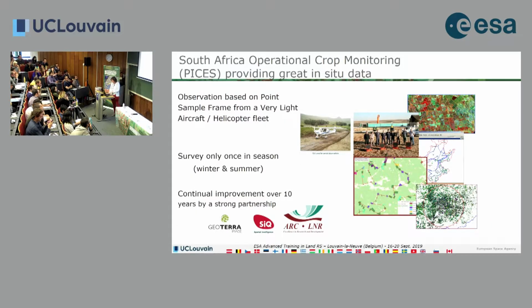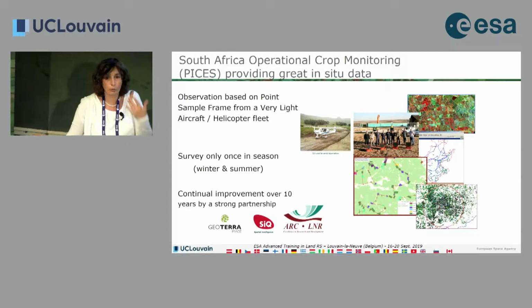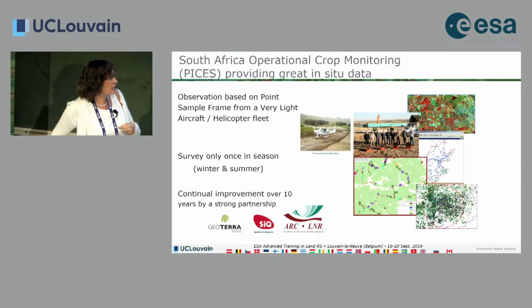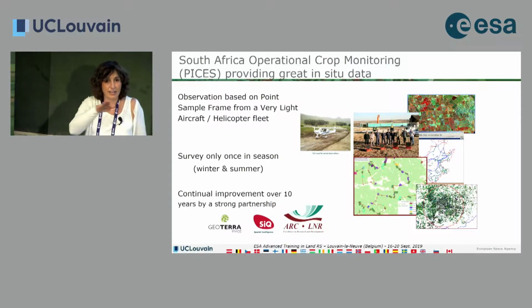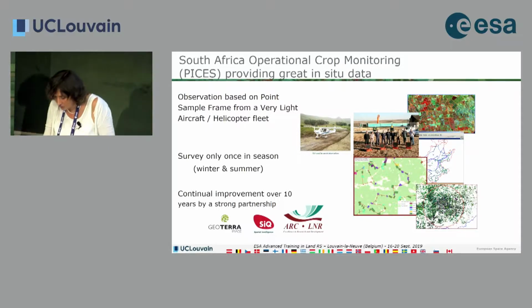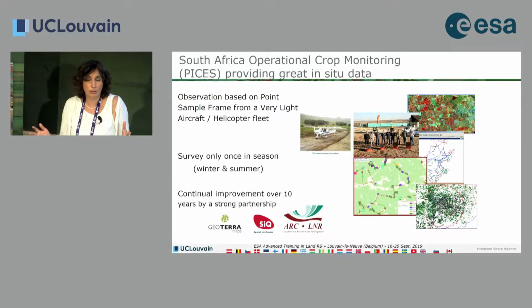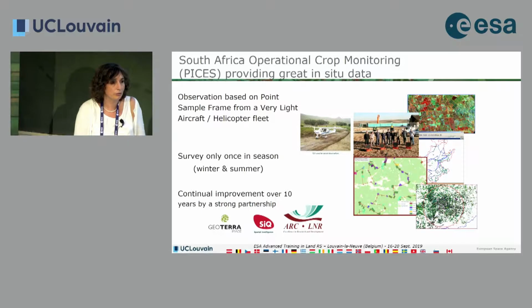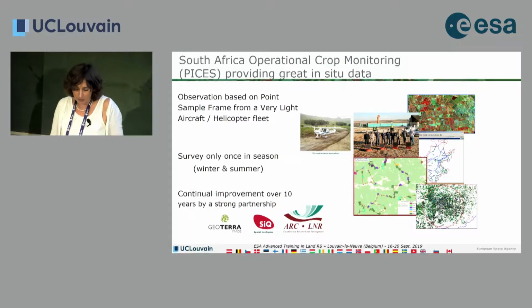In South Africa, I just wanted to show this example, not for the product, but to show another way to collect the in-situ data. So here they collect in-situ data. They're very well organized. Each year, there is a very light aircraft that is flying over a predefined transect, and there is someone in the aircraft just collecting the crop type. And they fly once along the season, but they get an incredible amount of polygons, which are quite like this. So they are working with this system since more than 10 years, and each year it's becoming better and better.